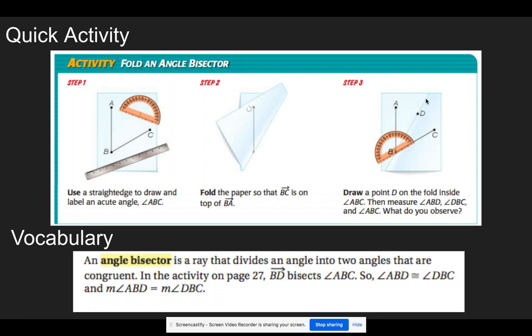This ray, BD, is called an angle bisector. It's a ray that cuts the angle exactly in half. Take a moment to write down the vocabulary word at the bottom of the screen.